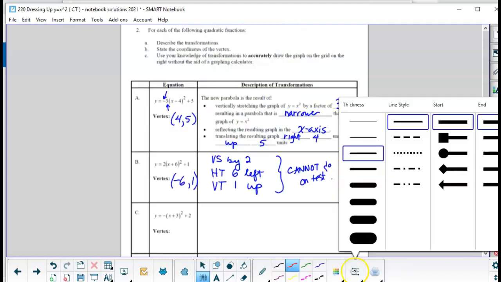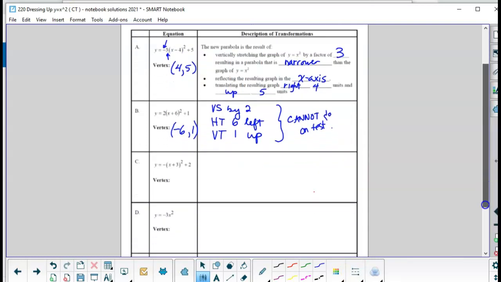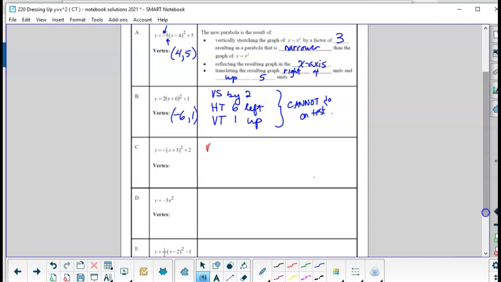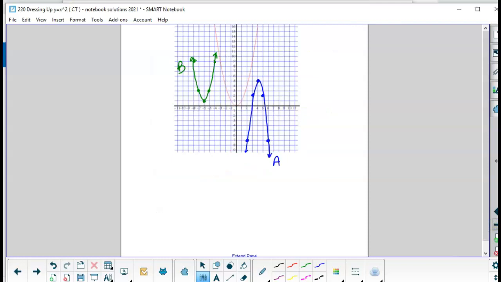Then C, there's no stretches, but there's a reflection in the x-axis. That's that negative out front. And then a horizontal translation 3 left, and a vertical translation 2 up. Your vertex is -3, +2. So -3, +2. And instead of going 1 over 1 up, we're going 1 down from there because it's opening down. 2 over would be 4 up. Now it's 4 down from there. Then 9 down from there.